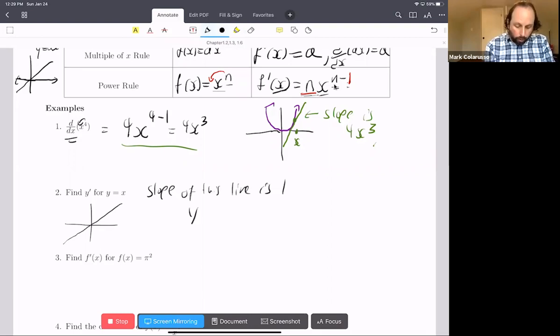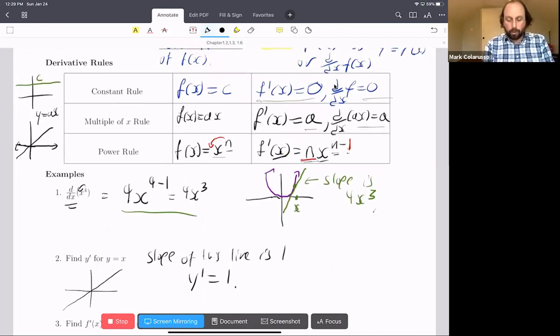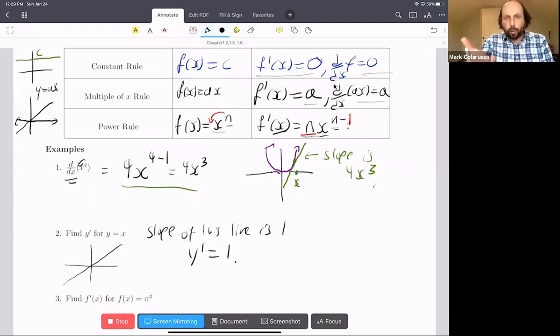So no matter where you are, the slope is 1, the derivative is 1. You could get this from this multiple of x rule with a equals 1, or you could get it just by realizing that y equals x is a line with slope 1. So the slope, no matter where you are, is 1, and that's it. Let me clean that up a little bit.